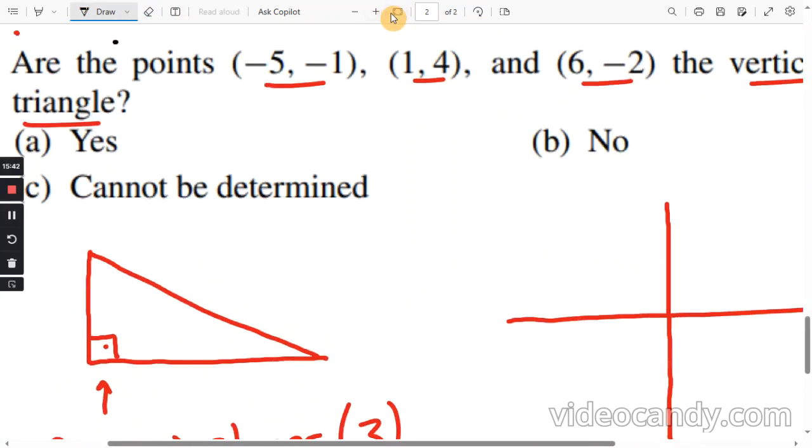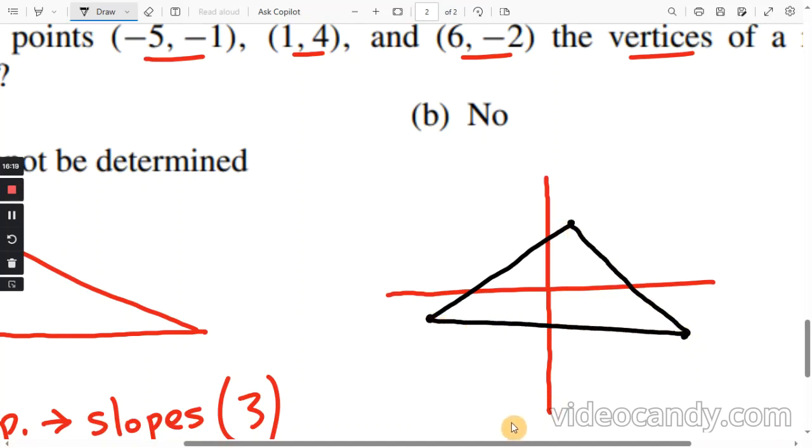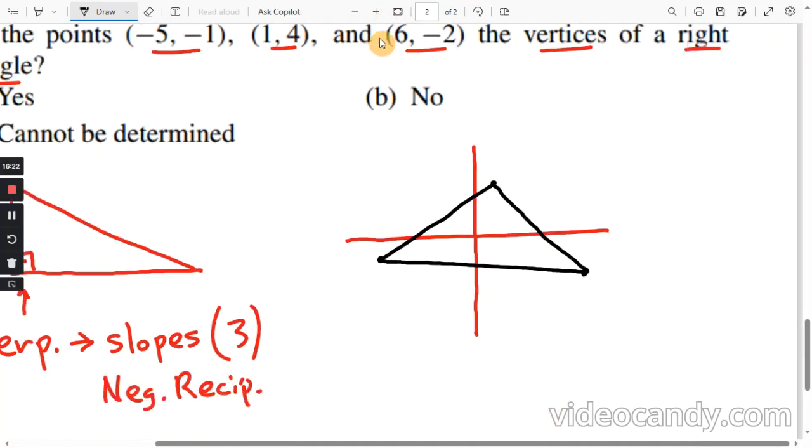All right, so I'm just going to estimate -5, -1. All right, I'm going to go -5 and -1. And then 1, 4, 1 on the x, 4 on the y. And finally 6, -2. So 6, -2 is about right there. So let's see if I drew this triangle. Maybe the graph doesn't help. Yeah, I can't really see where the right angle is from that graph. Okay, I'd probably need graph paper to do it right.